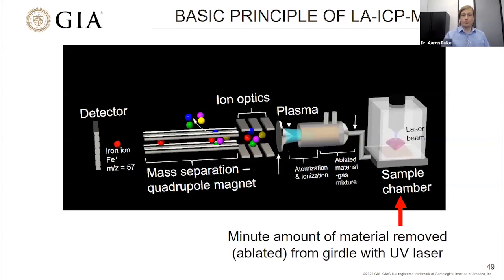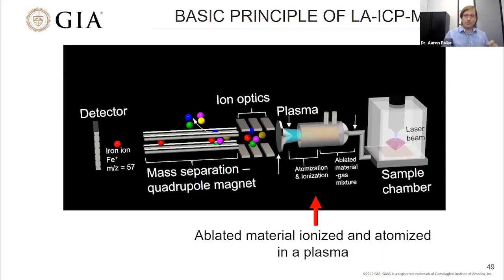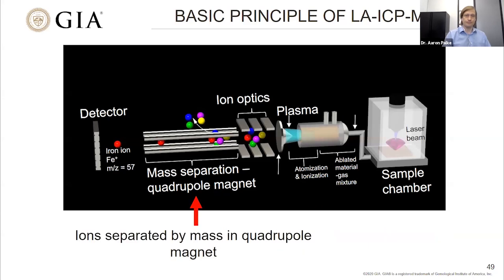Now I'm going to walk through that a little bit further as well. So this is a schematic view that was put together by one of my other colleagues, Nick Sun. The analysis starts in the sample chamber where the laser is. We take your sample, we focus a laser beam on the girdle of the stone, fire onto the girdle, and remove a small amount of material using the laser. That material is then passed into the plasma where you strip the atoms apart and then you strip electrons from the atoms and turn them into ions.